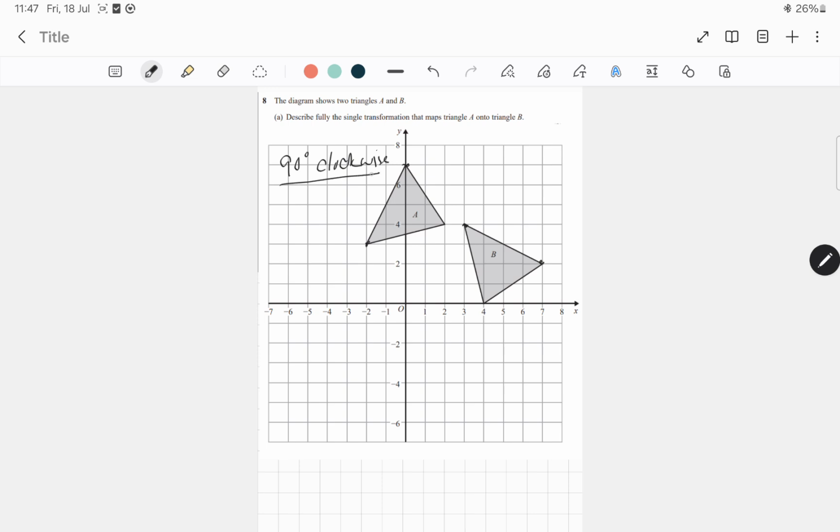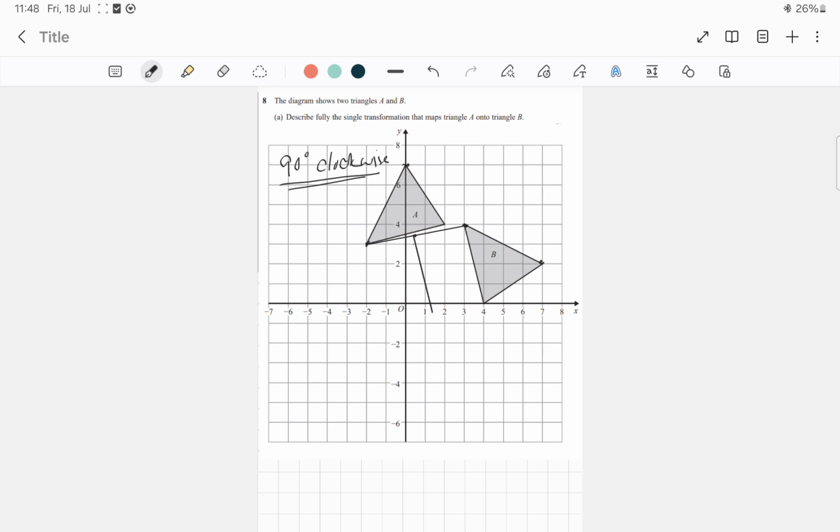Now for a rotation I need to figure out the center. For this, I join the vertices, let's say this vertex and this vertex. Also I need to draw a perpendicular bisector. Let's say this is 1, 2, 3, 4, 5. So if this is a difference of 5, then 2 and a half, so here I should be drawing a perpendicular bisector at this point. It will be something like this.